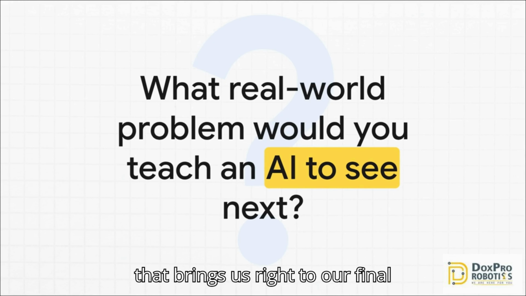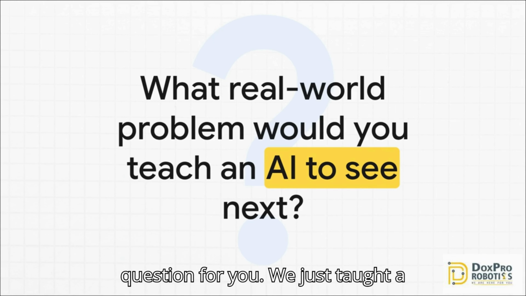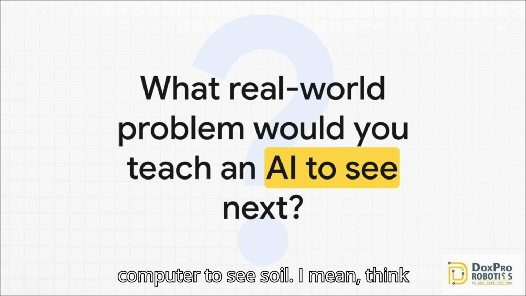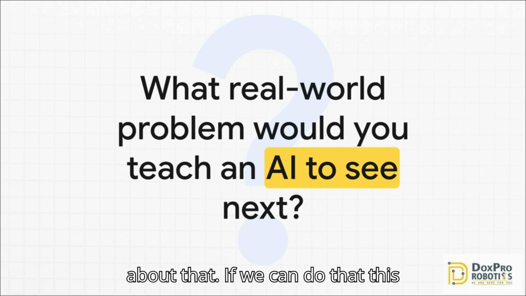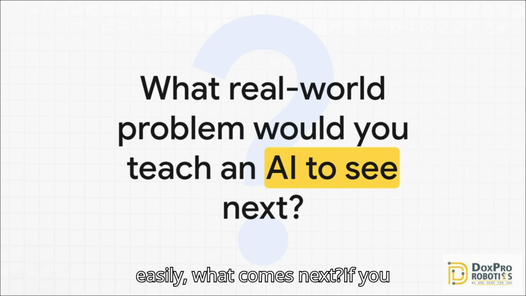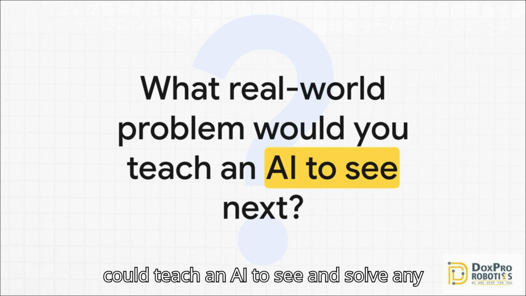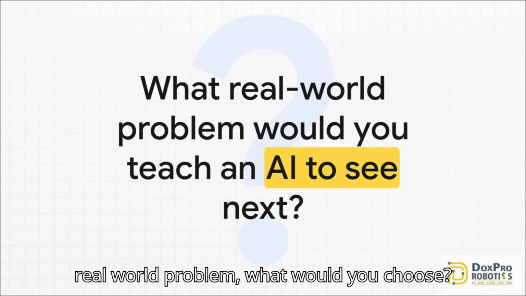And that brings us right to our final question for you. We just taught a computer to see soil. I mean, think about that. If we can do that this easily, what comes next? If you could teach an AI to see and solve any real-world problem, what would you choose?